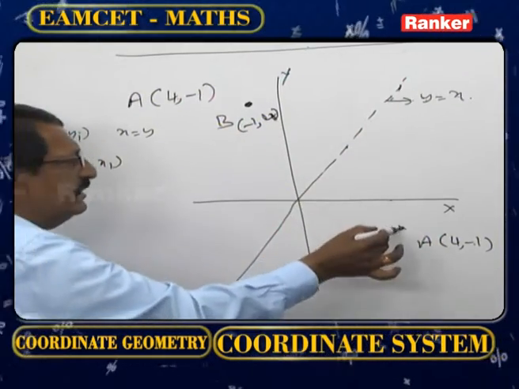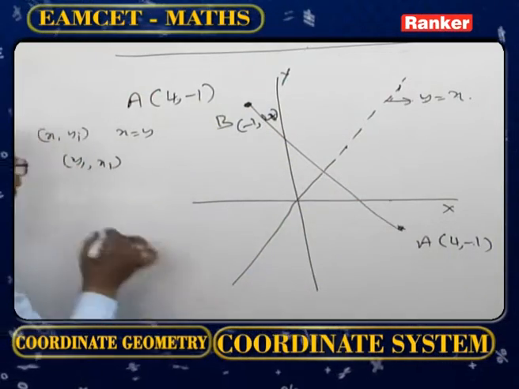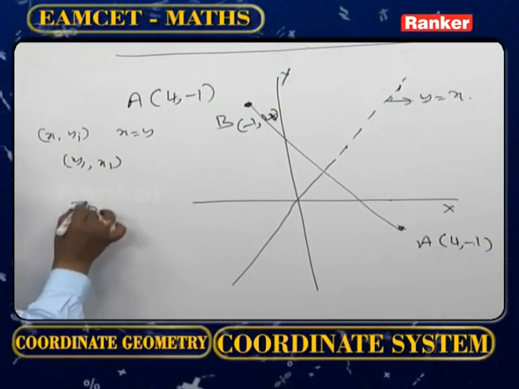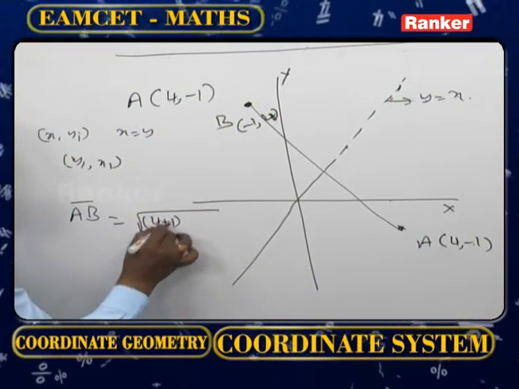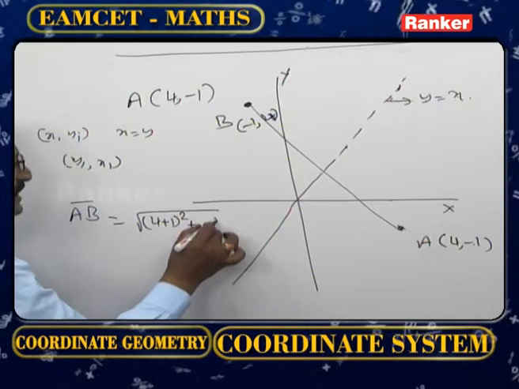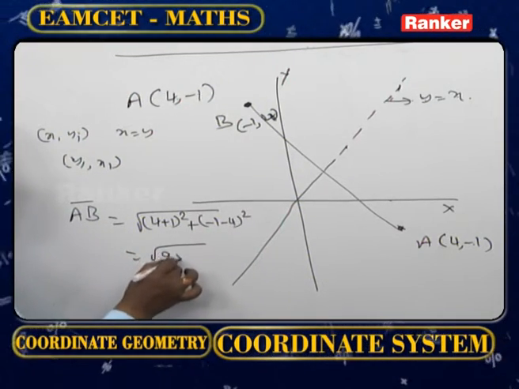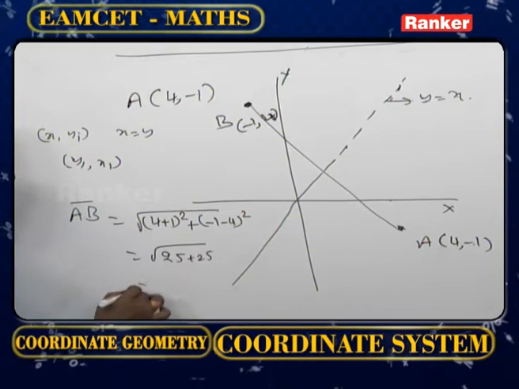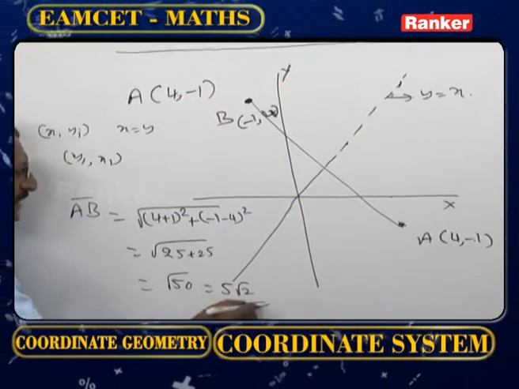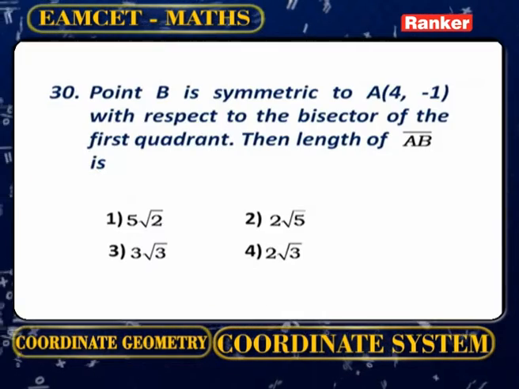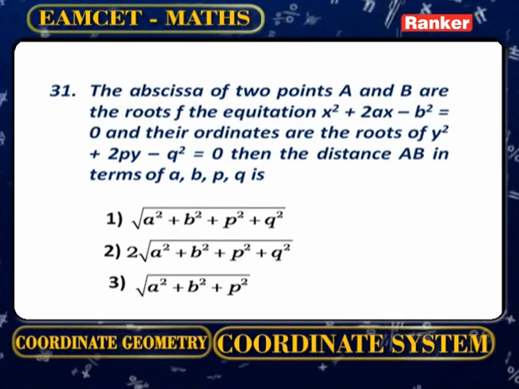Now we require the distance between A and B. AB equals square root of (4 minus of minus 1) whole square plus (minus 1 minus 4) whole square, which equals root of 25 plus 25, or root 50, that equals 5 root 2. Now the distance between A and B equals 5 root 2, first option. Next problem.